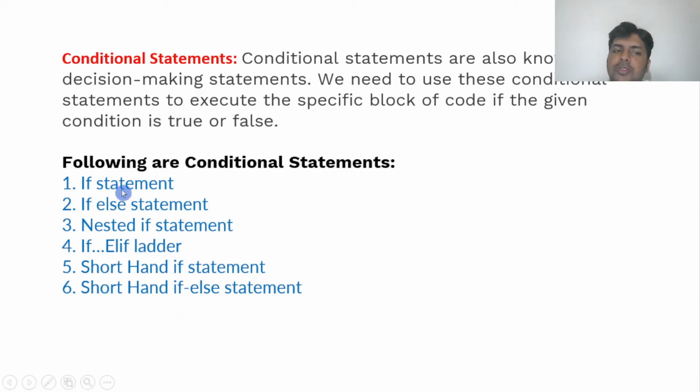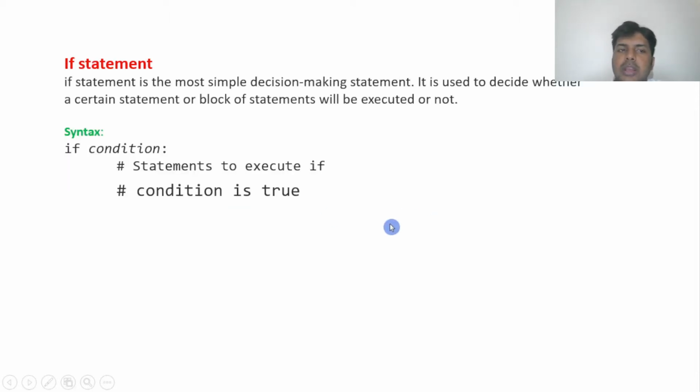First, let me start with the if statement. So what is the if statement? The if statement is the most simple decision making statement. It's very simple, it doesn't have any complicated things. It is used to decide whether a certain statement or a block of statements will be executed or not. You can see here, this is the syntax. I have a given condition. If the condition is true, the statement will be executed. So if the condition is true, the statement will be executed, otherwise not.